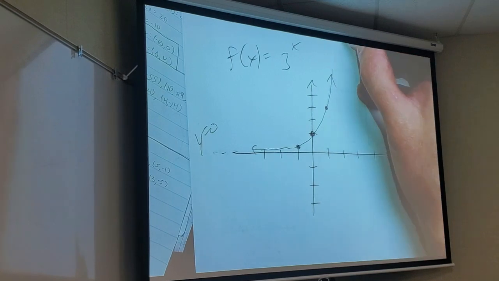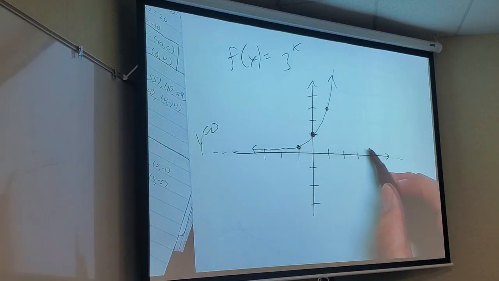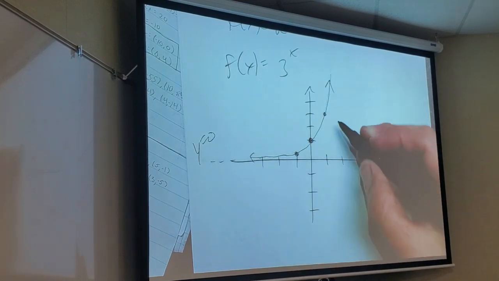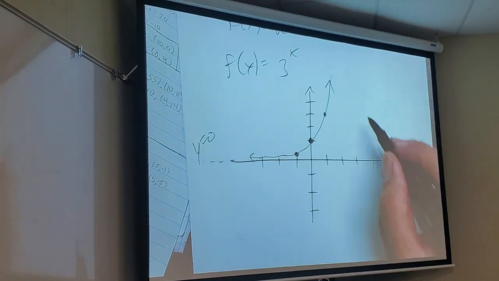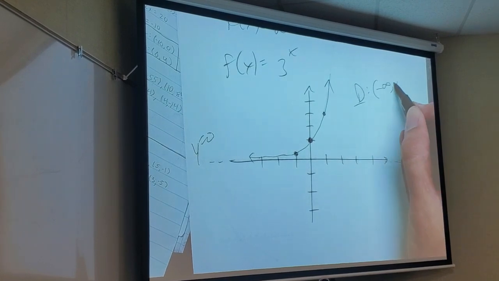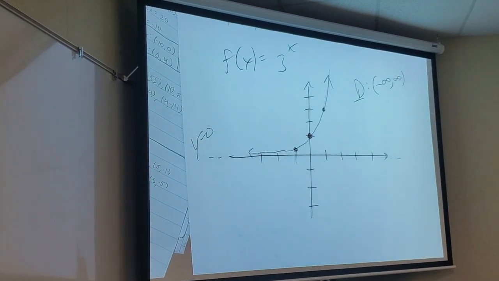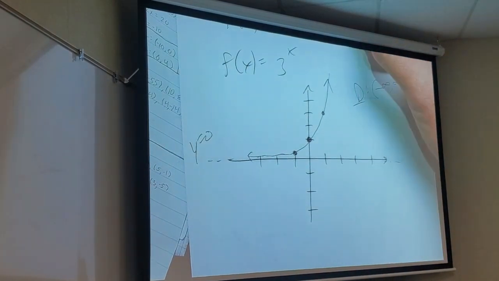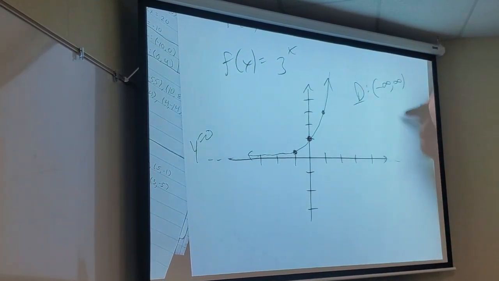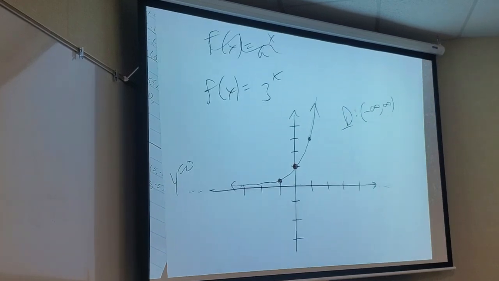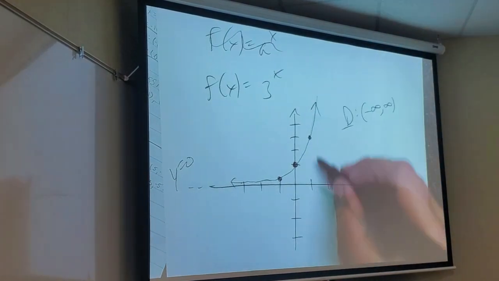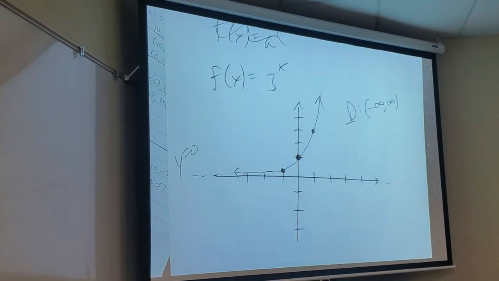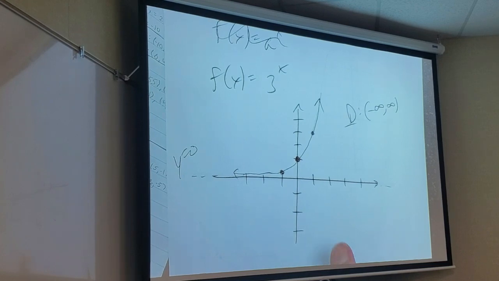Is there any x I'm not allowed to use? Is there any x I'm not allowed to raise 3 to? No. So this does go forever. The domain is negative infinity to infinity. I could plug in any number I want to. It just rises so fast that if I want to know where it is at 7, it's going to be way up there, right? So this is not asymptotic. It's just rising really quickly.